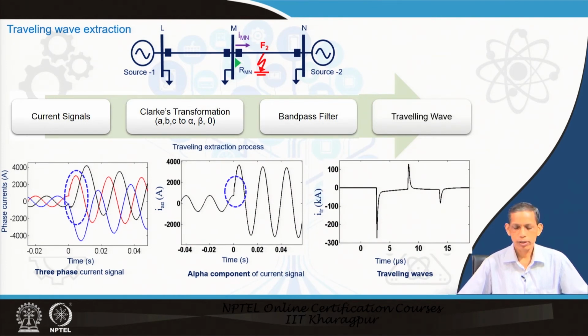Then comes the Clarke transformation, alpha, beta, 0, from phase A, phase B, phase C to the different modes. Then the band pass filter. For what? To extract the high frequency component, because you have to reject the fundamental component. Our purpose is not the fundamental. Note that the travelling wave propagates on the order of microseconds to the other end and gets reflected, whereas here we are talking in terms of seconds or milliseconds, one cycle being 20 milliseconds.